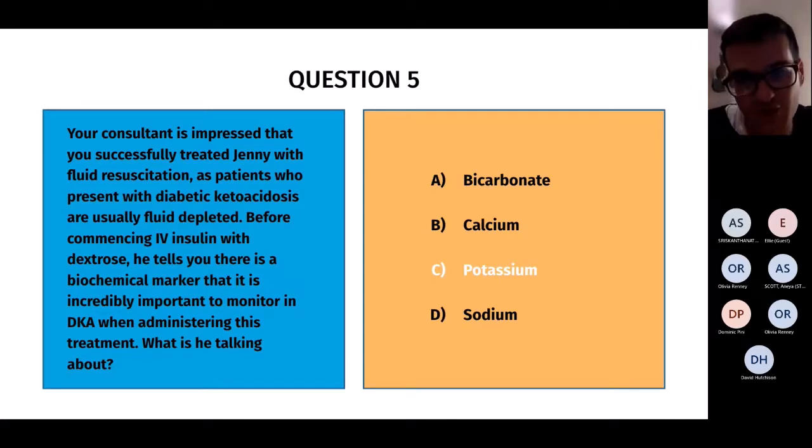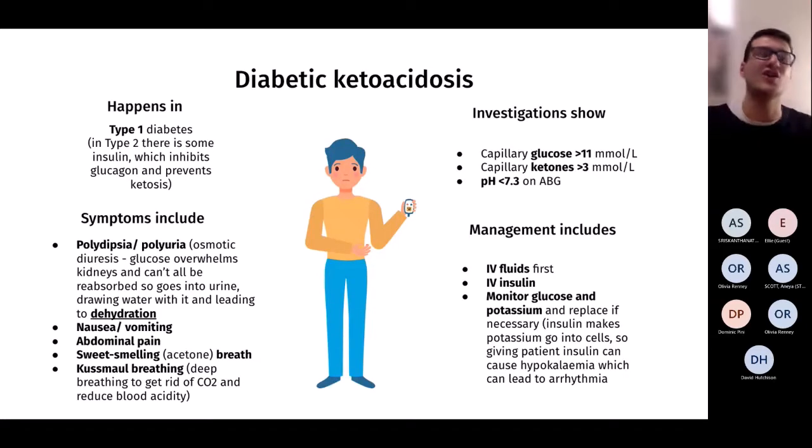Okay, so here's a little overview of DKA. Like we said, it tends to happen in type 1 rather than type 2 diabetes because it happens when you've got no insulin. And in type 2 diabetes, you do have a bit of insulin, which inhibits the glucagon and prevents your body going into this full-out metabolic spiral.